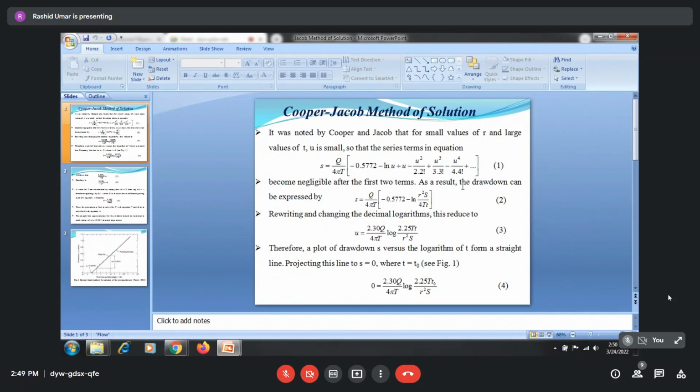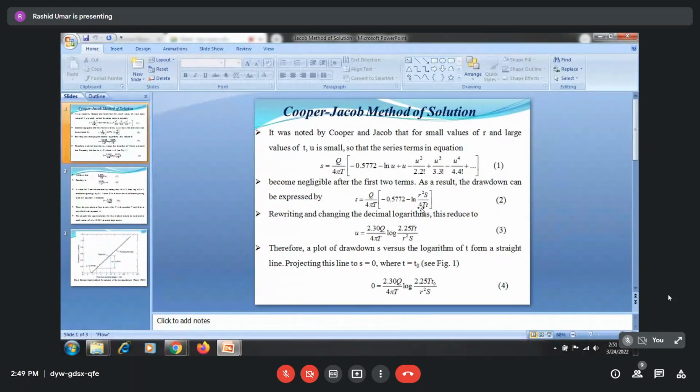So obviously the value of t is large. And as I have said, in most cases r is very small. So if this condition is prevailing, then this well function u will be small. So the series of terms in the convergent series will be this factor into the natural logarithm of u. So as a result, drawdown can be expressed as s is equal to Q upon 4 pi T, times the natural logarithm of r square upon 4Tt.